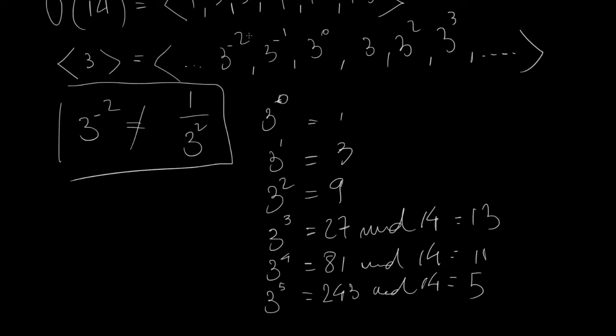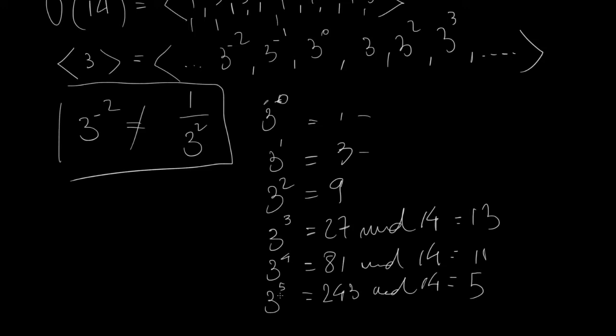Since the group is closed under the operation, and there are 6 elements, no matter how you combine the elements, you're only going to have 6 results. So if you get 6 different results, then you should stop. And in fact we generated 1, 3, 9, 13, 11, and 5. We generated all the elements of the group by raising an element of the group to all the integer powers.